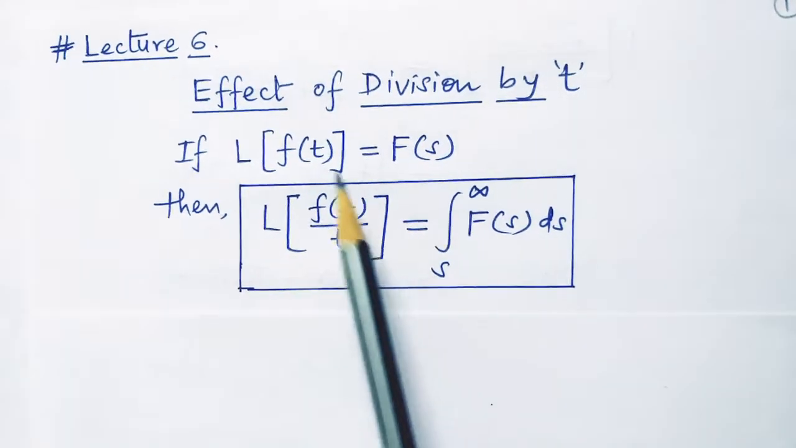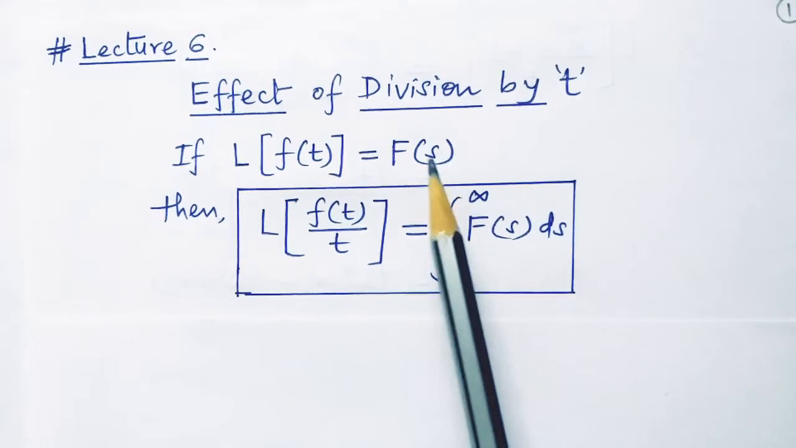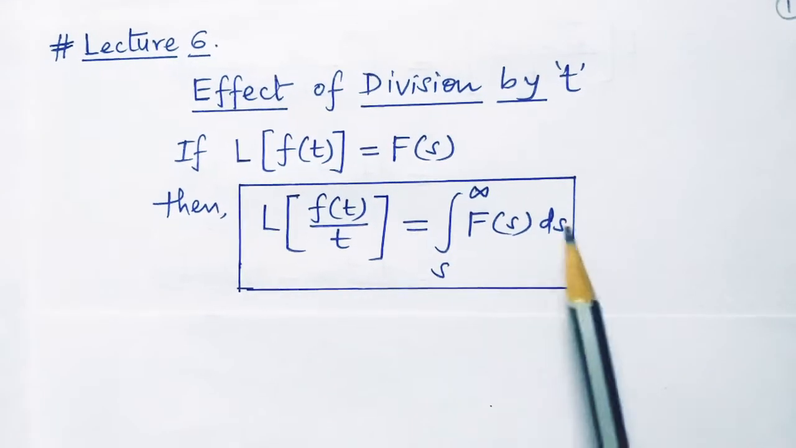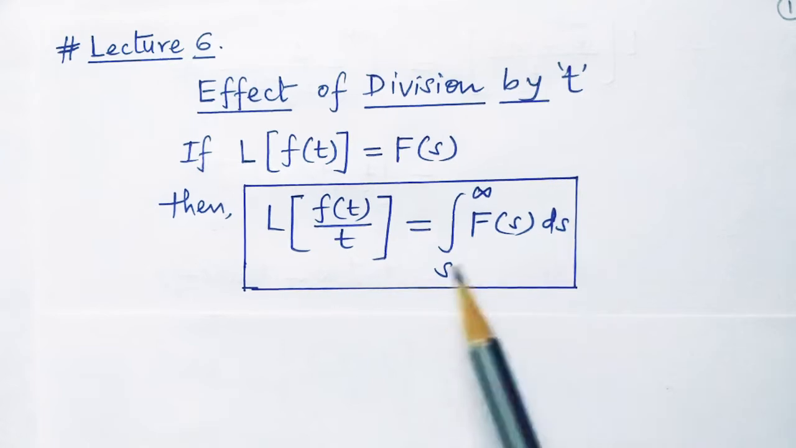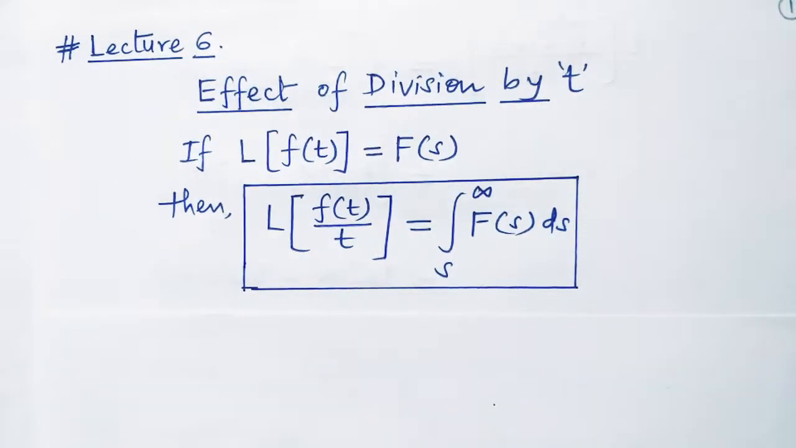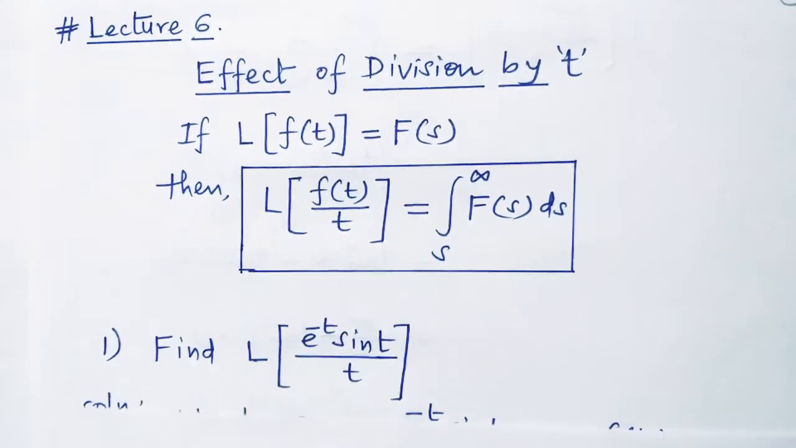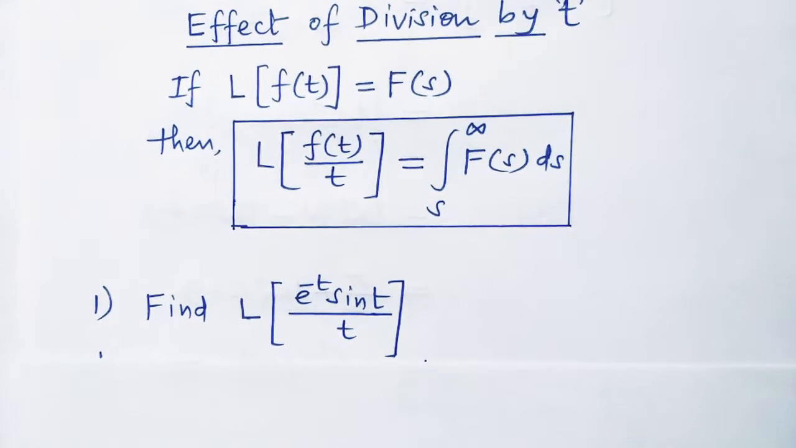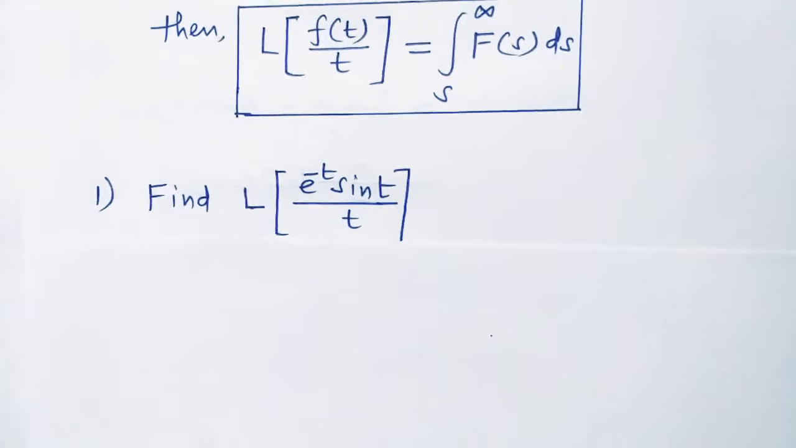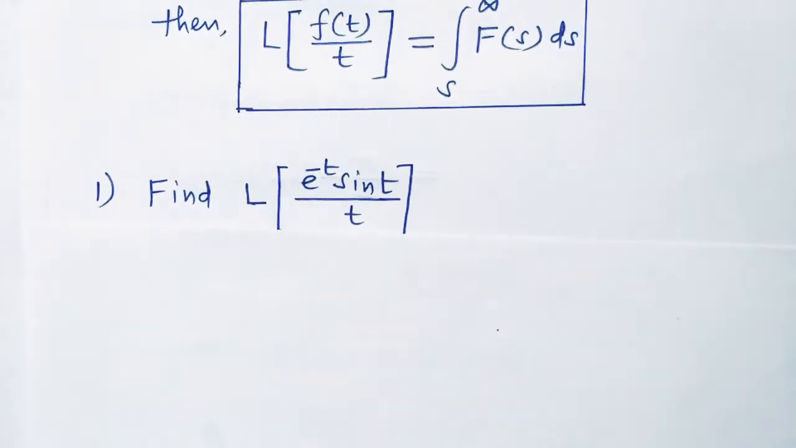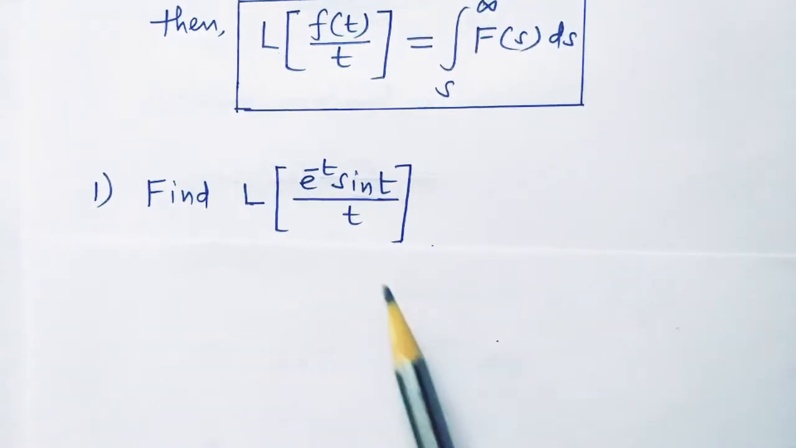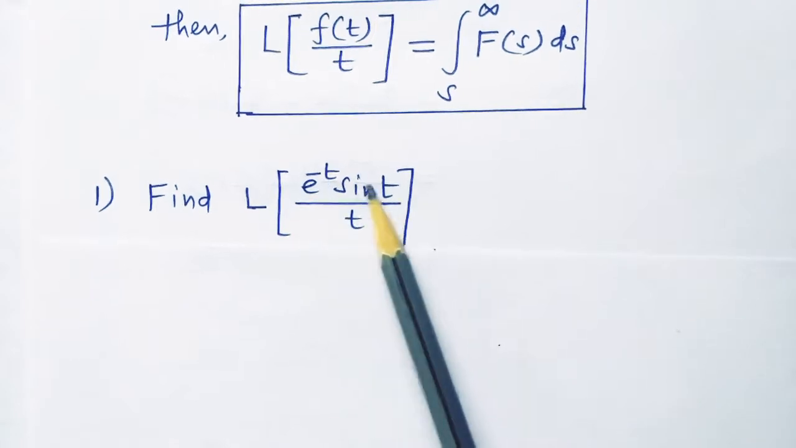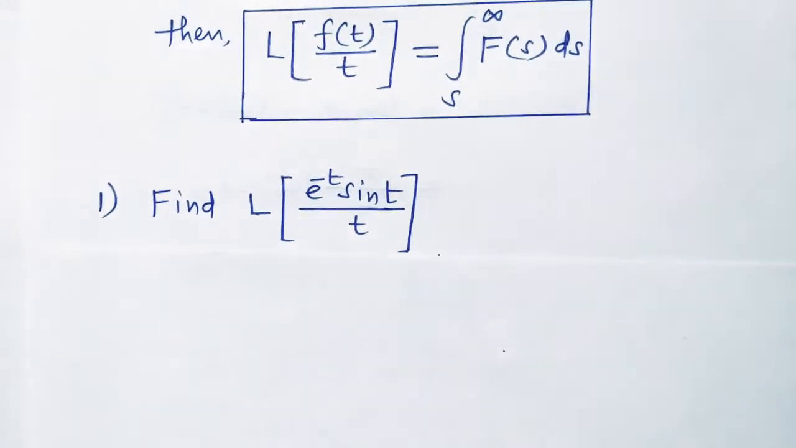So that means if Laplace transform of f of t equals F of s, that F of s needs to be integrated with respect to s between s to infinity. So we will directly talk about the problems. Now here we will have the first problem. Find the Laplace transform of e to the power of minus t sine of t divided by t.